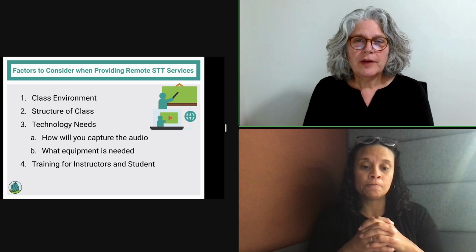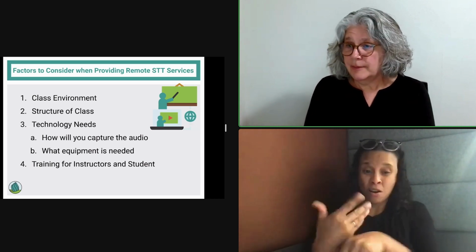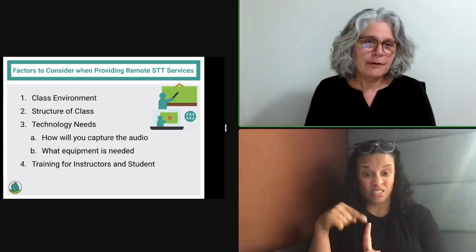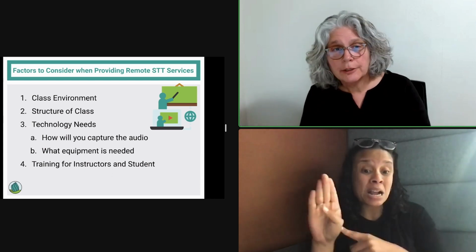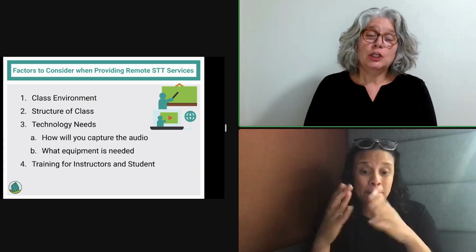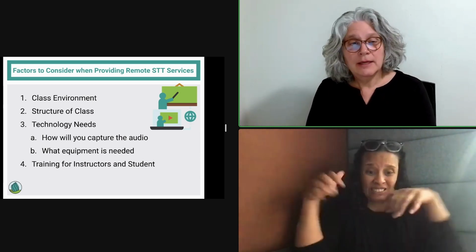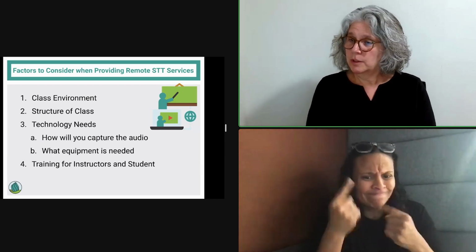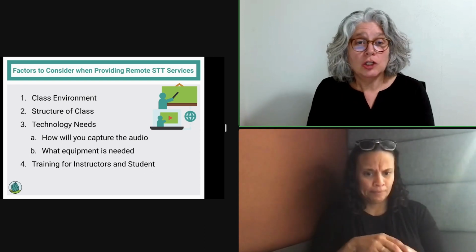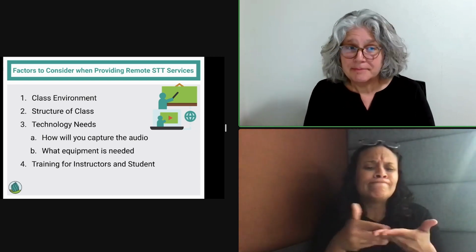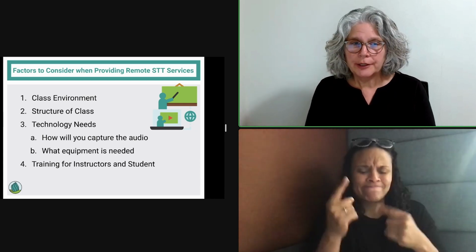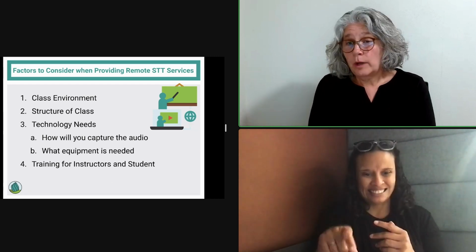Next, some factors to consider when you're providing remote speech-to-text services. The first one is the class environment. So thinking about the classroom, is this a classroom that is, for example, like a lab? So there's a lot of background noises. There's glass clinking. Students are walking around. It's very busy. Is this a class that's happening outside? Is this a class that's in a huge lecture hall? All of those things are really important to consider. The next one is the structure of the class. So is it a straight lecture with one person speaking? Is it an interactive class with 20 students all talking? Is it 4 or 5 groups all talking at the same time? That kind of thing. And then also technology needs. How are you going to capture the audio in that specific environment? And also what equipment is needed.